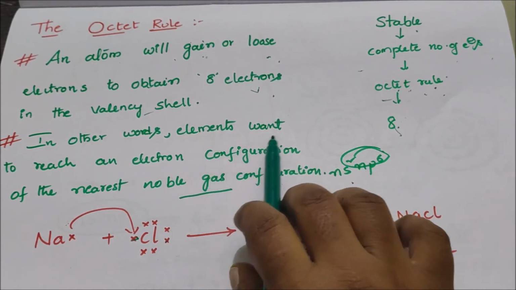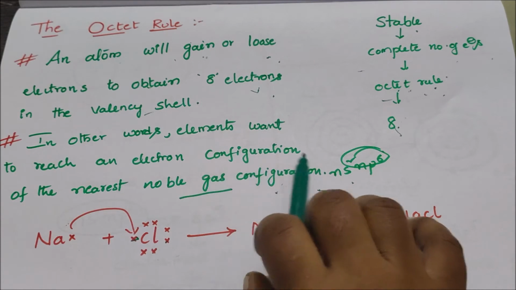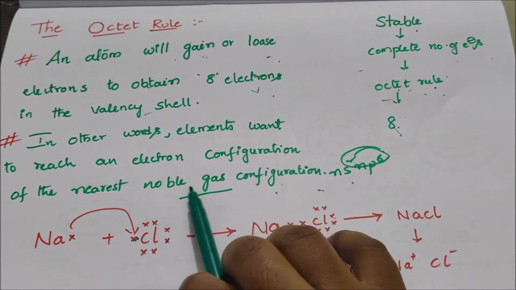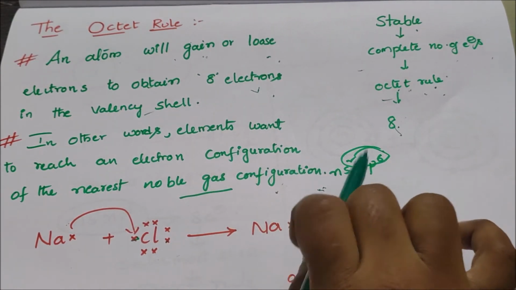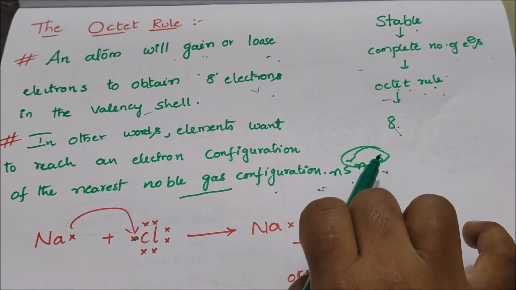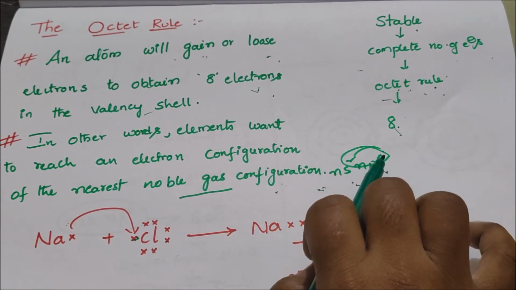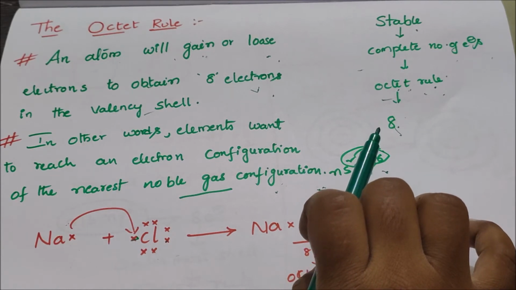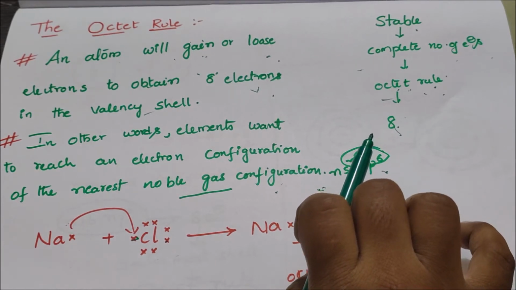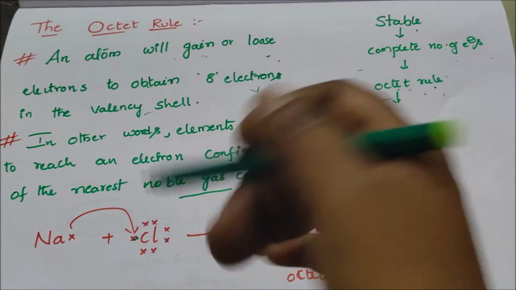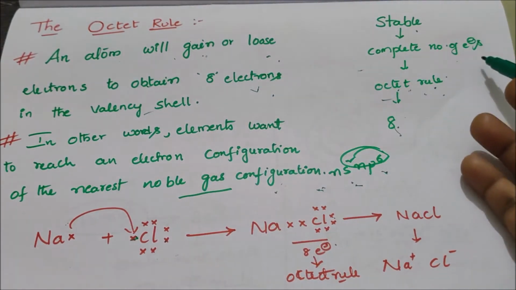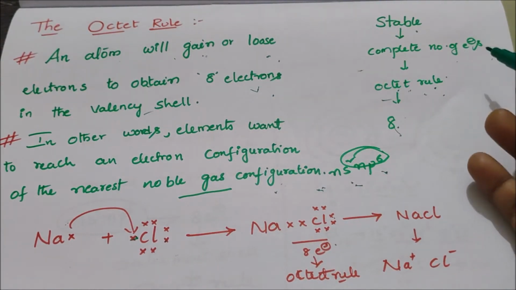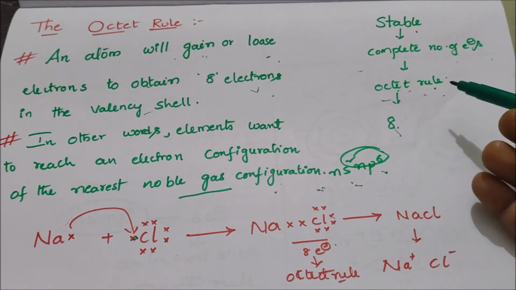In other words, elements want to reach the electron configuration of the nearest noble gas, that is ns2 np6. In these noble gases, 8 electrons are present in the outermost shell, so it obeys the octet rule. An atom must be stable, and a complete number of electrons is present.